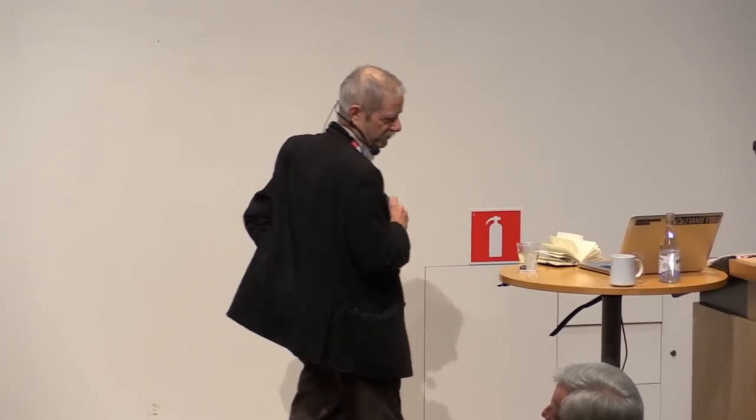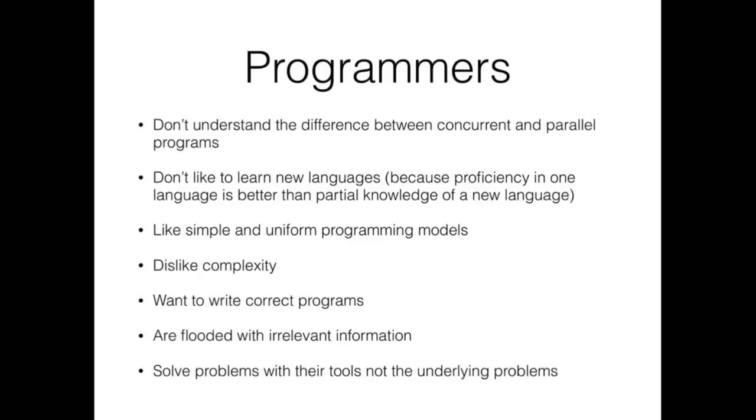So programmers, I think they don't understand the difference between concurrent programs and parallel programs. And they don't like to learn new languages, new ways of doing things, because they've invested an awful lot of time in learning how to program in Java or C or C++. And it's not difficult to learn a new programming language. You can learn a new language in 2 or 3 weeks, I think, the syntax. But it will take you several years to learn the libraries and the programming idioms and the way of thinking.